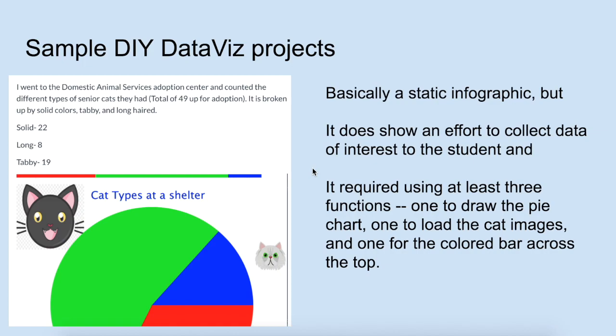Actually surveying the number of different kinds of cats at the animal shelter. I'm a sucker for anything involving cats. And it required using at least 3 functions: one to draw the pie chart, one to load the cat images, and one for the colored bar across the top. I apologize for the image being cut off.